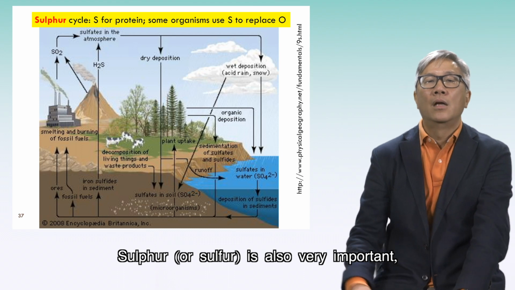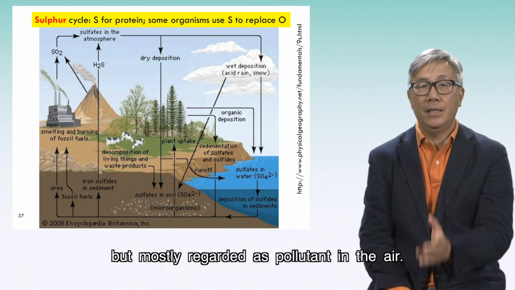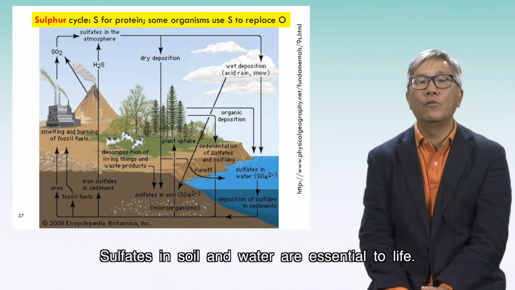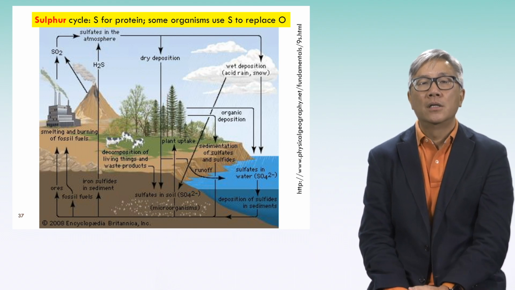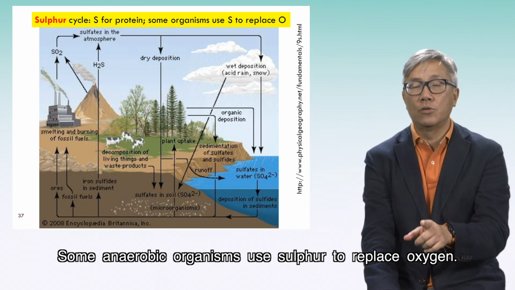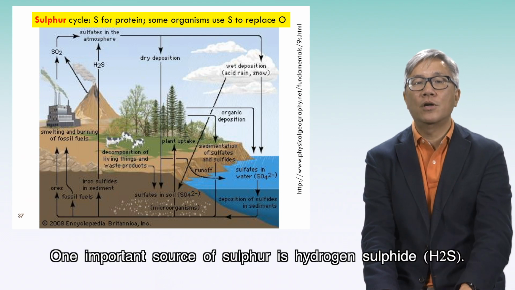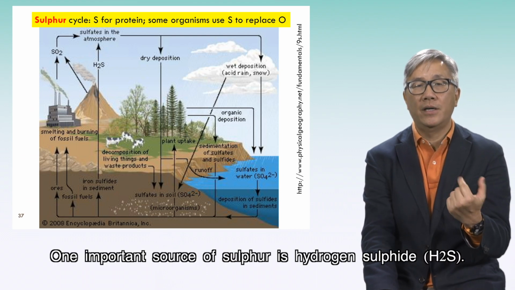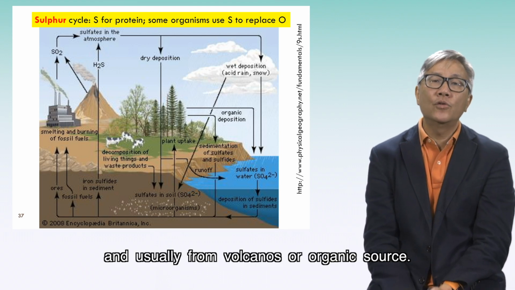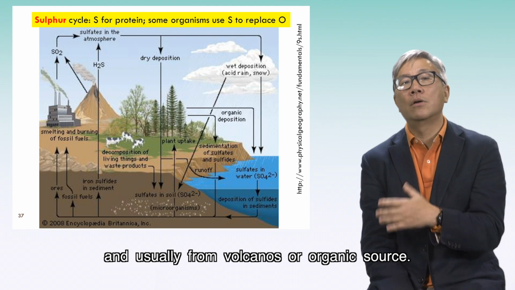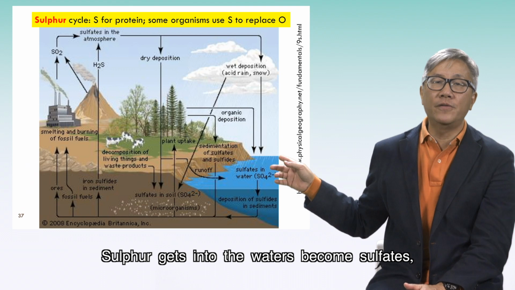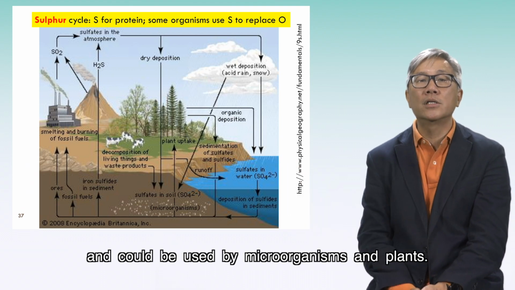Sulfur is also very important, but mostly regarded as a pollutant in the air. Sulfates in soil and water are essential to life. Some anaerobic organisms use sulfur to replace oxygen. One important source of sulfur is hydrogen sulfide, H2S. H2S has a stinky smell and is usually from volcanoes or organic sources. Sulfur gas in the waters becomes sulfates and could be used by microorganisms and plants.